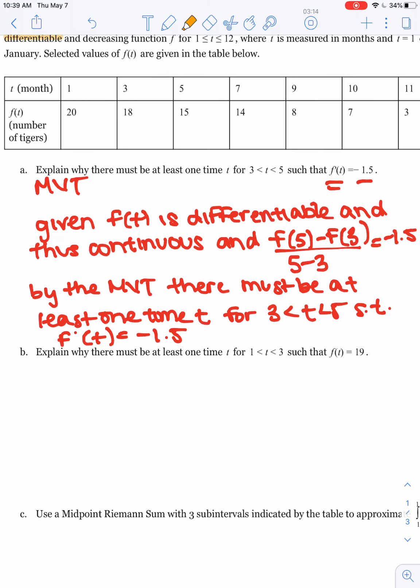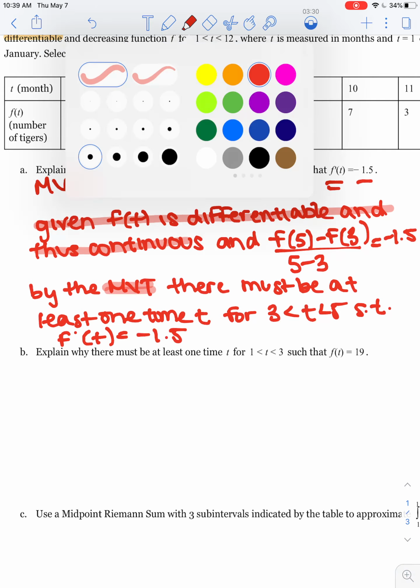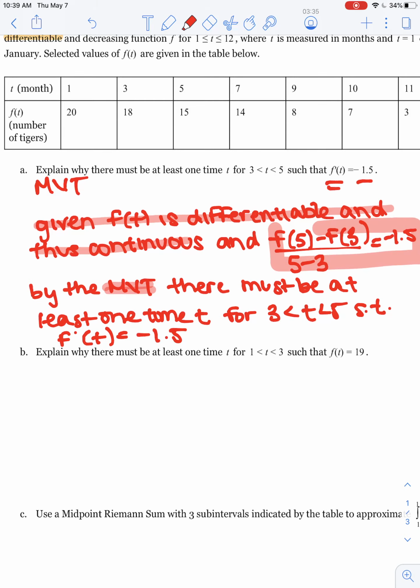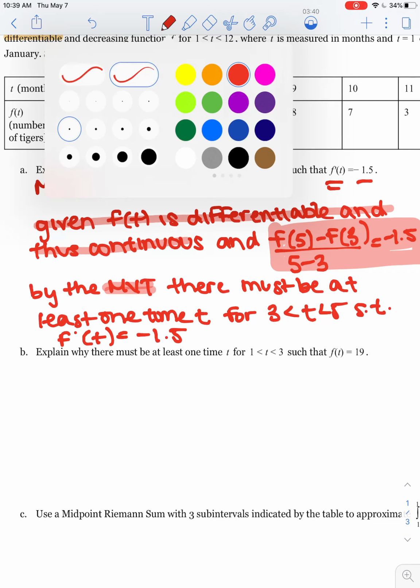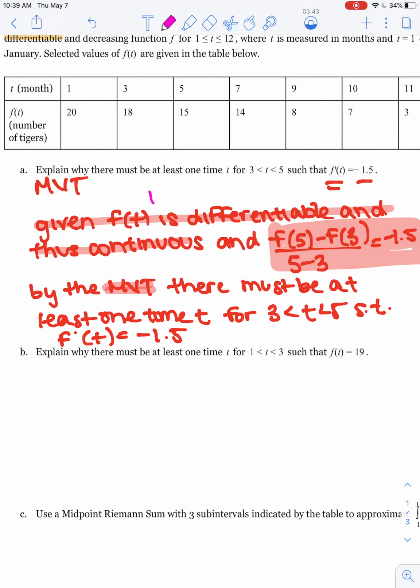In scoring a problem like this, you need to justify why you can use the mean value theorem and also state that you're using the mean value theorem, so that would be 1 point. You would also be expected to verify or show the information provided in the difference quotient. So you're getting 1 point for the mean value theorem and justification for using it, and 1 point for verifying that difference quotient.